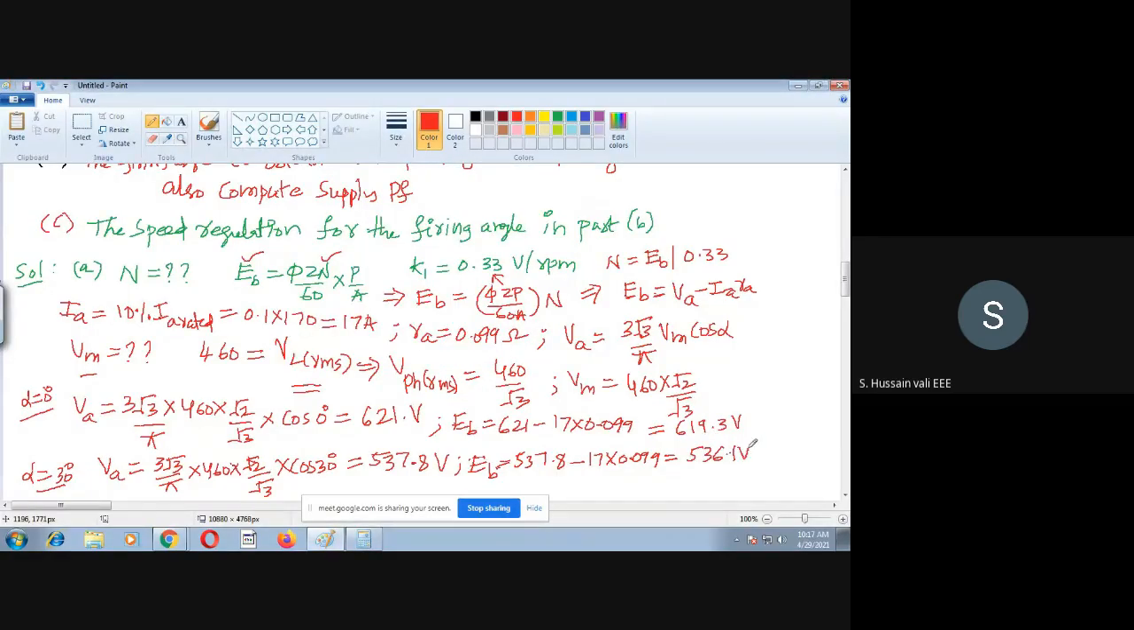Now from this, please tell me what the N value is. N is equal to EB by 0.33. We have this formula. So do that and tell me what the answer is.